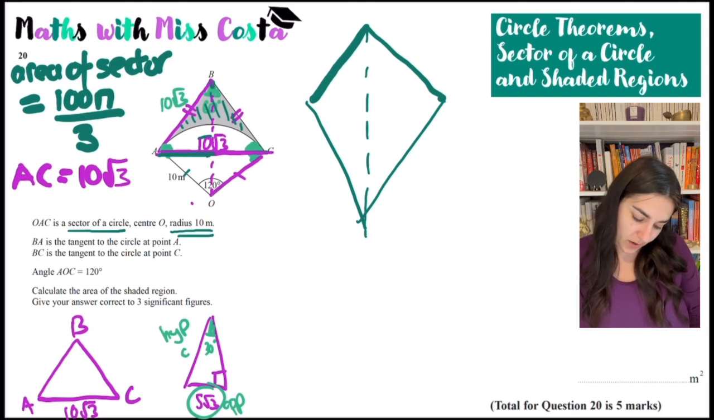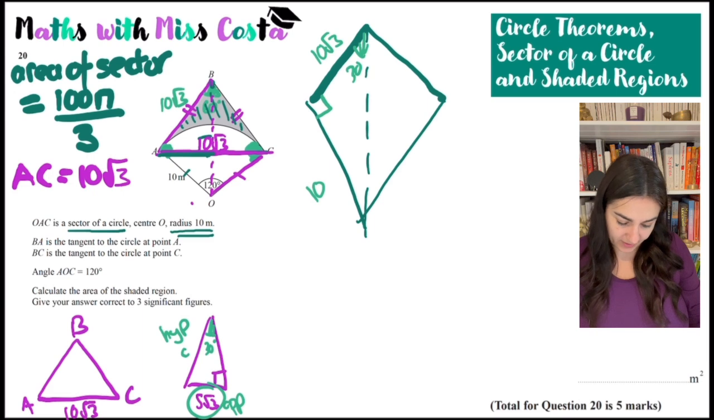I know that this length is 10 root 3. I know that this length is 10. And similarly here. I know this angle here is 30. This is a right angle triangle. And this would be 60 degrees.